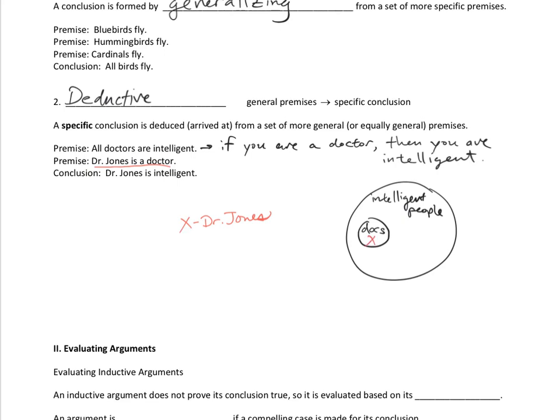Well, we know Dr. Jones is a doctor, so I think we should place this x inside the doctor bubble. And now we can just take a real quick look and analyze this. We say, hey, since Dr. Jones is a doctor, we would place the x inside this docs bubble. But this x is also automatically inside the intelligent people bubble. So this conclusion makes sense. And we're going to take a little bit of a deeper dive into finding out what a valid argument is and if an argument is sound or not. Next slide. We're not going to worry about that now. I just want to set things up.